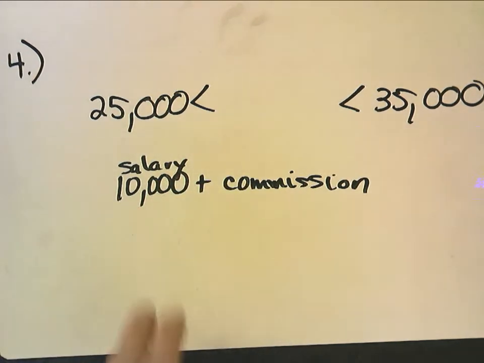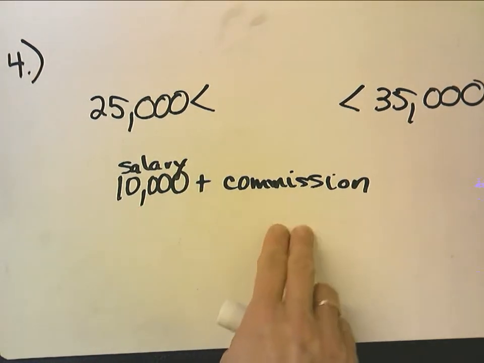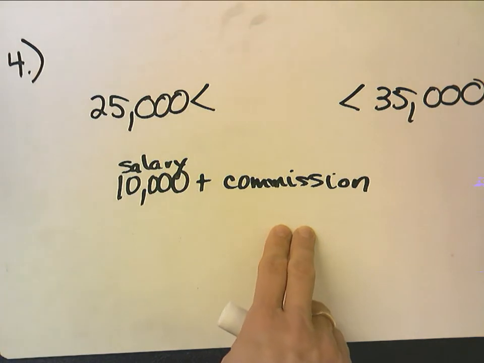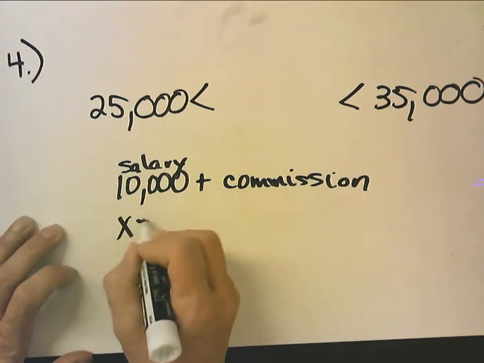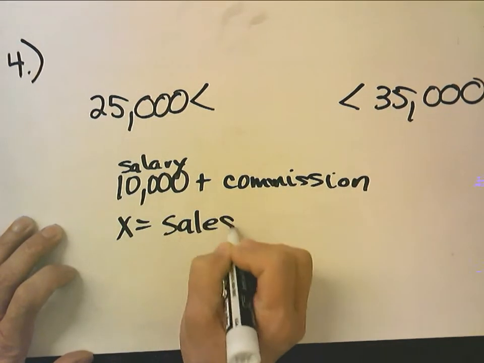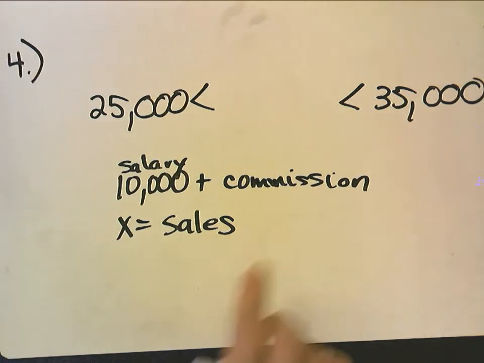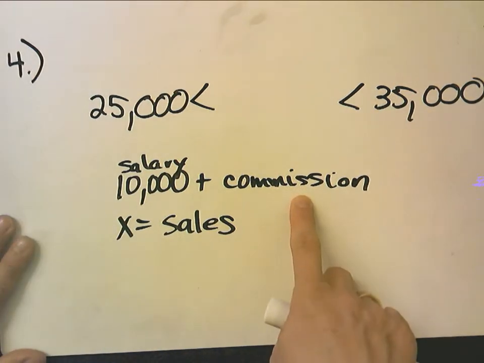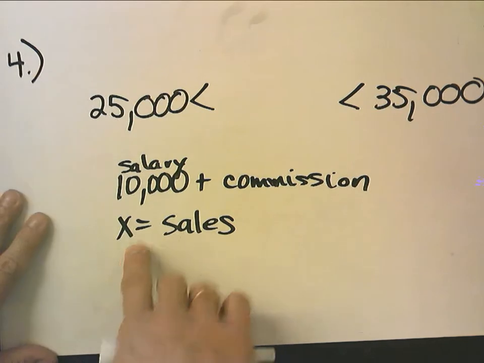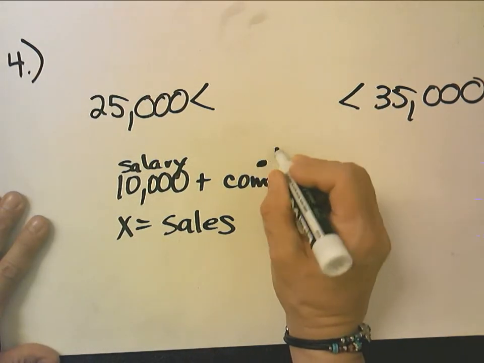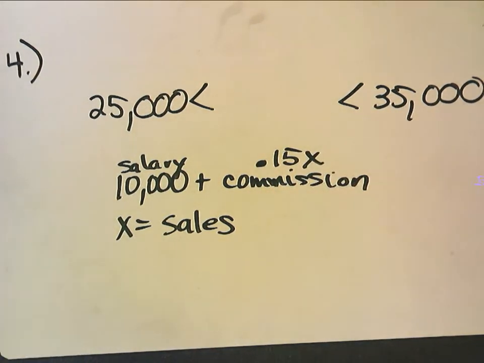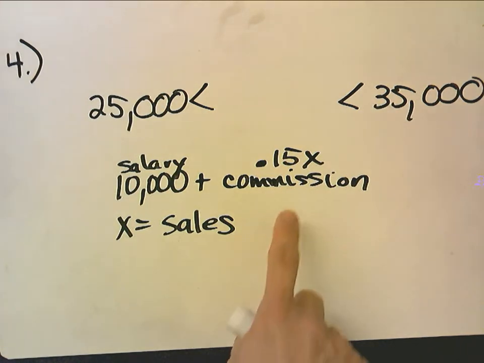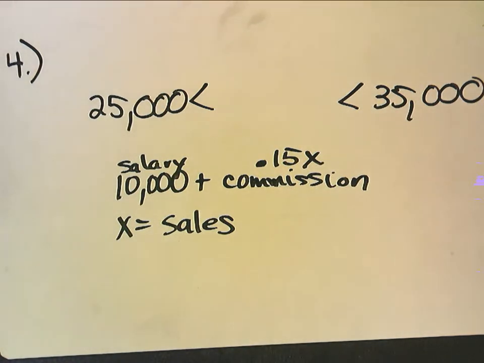Now, commission is a percent of sales. And this question wants to know how many sales. Okay? So your commission is 15% of the total sales. So my commission would be 0.15x. Okay? So in other words, to understand salary and commission, salary is a guaranteed income.